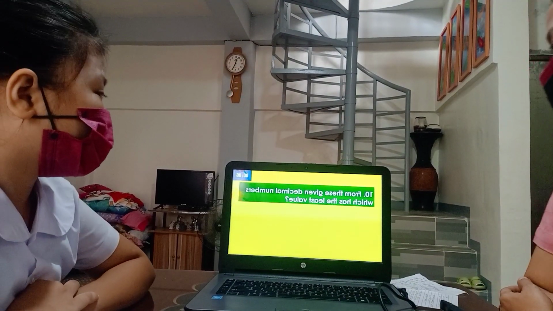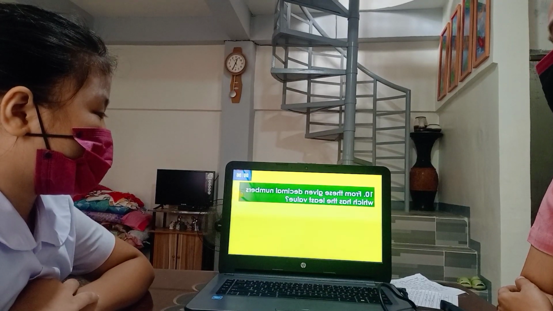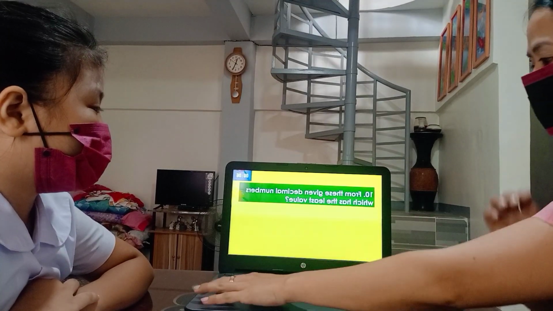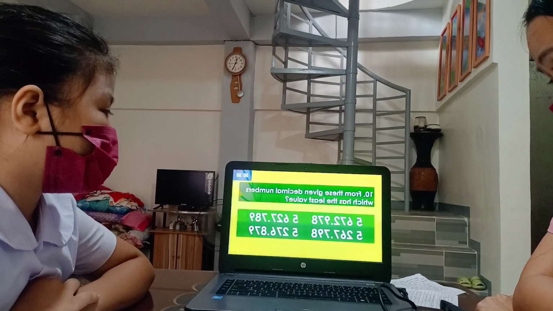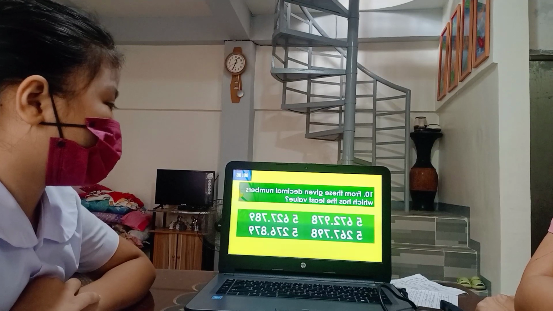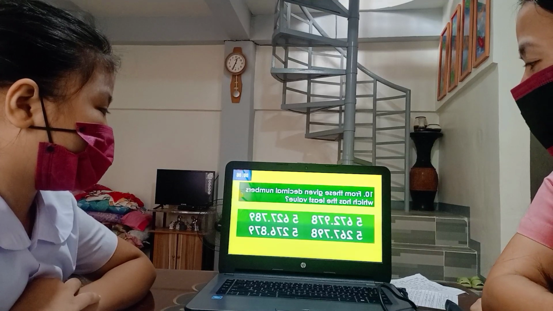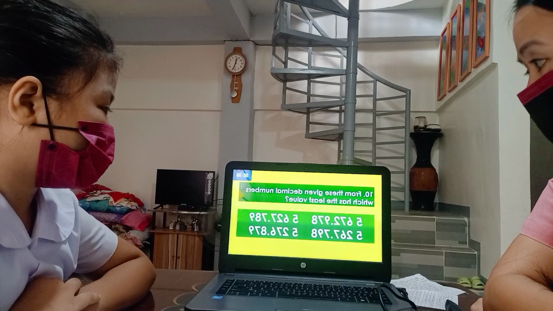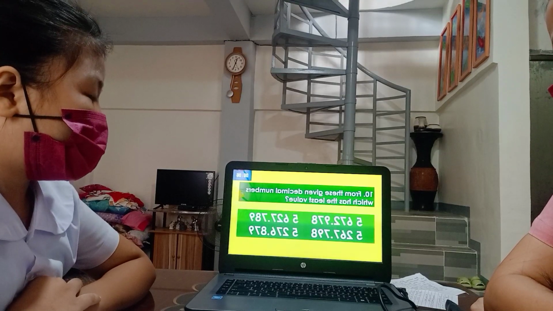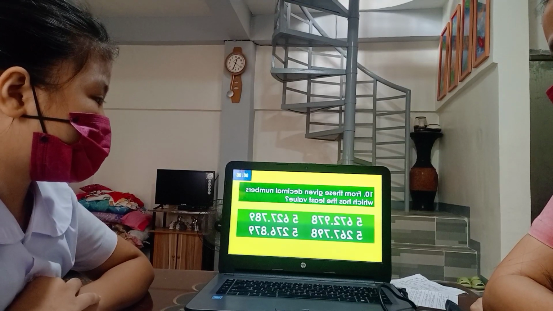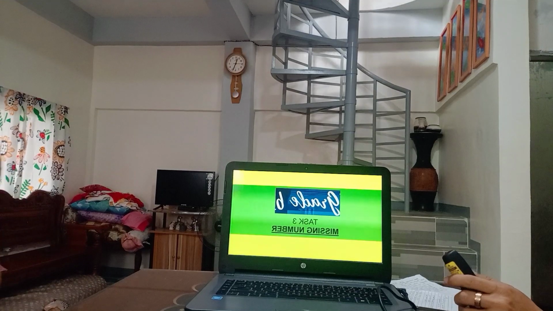Number 10. From these given decimal numbers, which has the least value? 5,672 and 978,000. 5,267 and 798,000. 5,627 and 789,000. Or 5,276 and 879,000. 5,267 and 798,000. Okay, very good. Now, let's proceed to task 3, which is find the missing number.